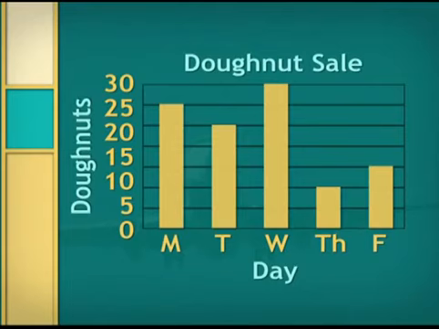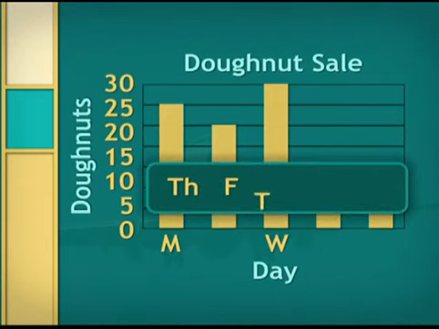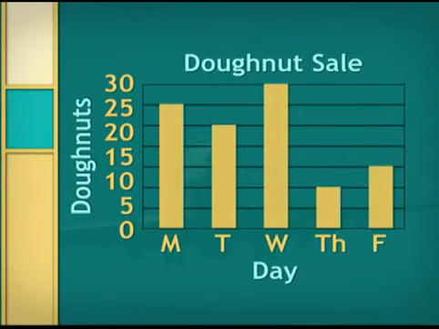And your list should be Thursday, Friday, Tuesday, Monday, and then Wednesday. Now, 12 donuts equal 1 dozen. So on which days were more than 1 dozen donuts sold?